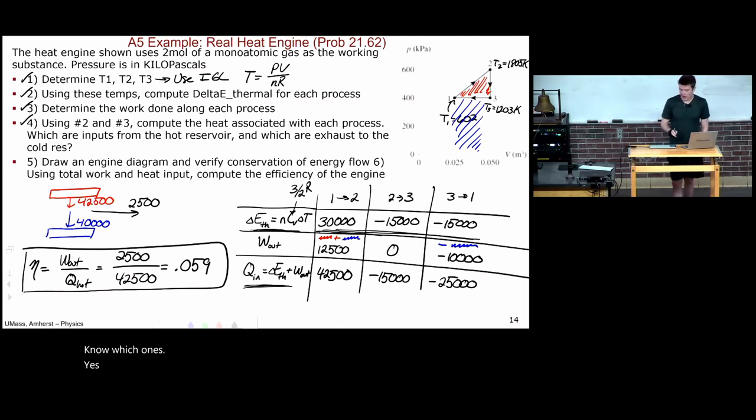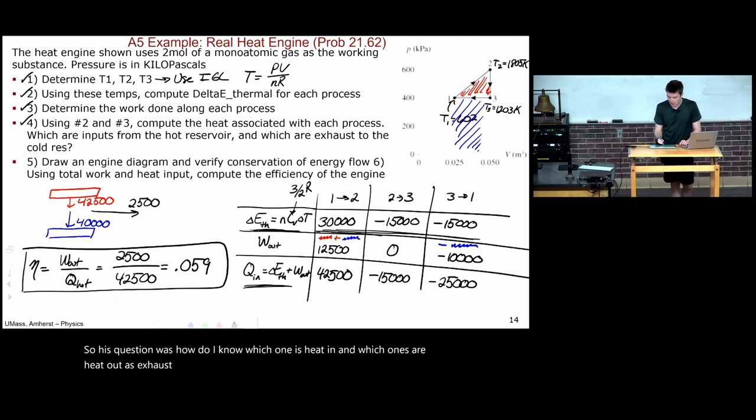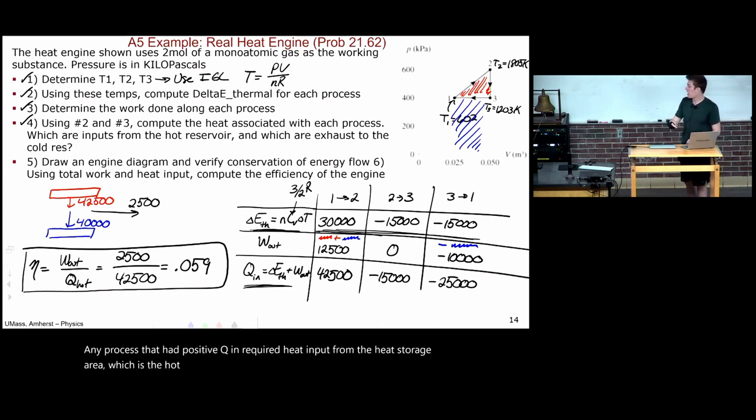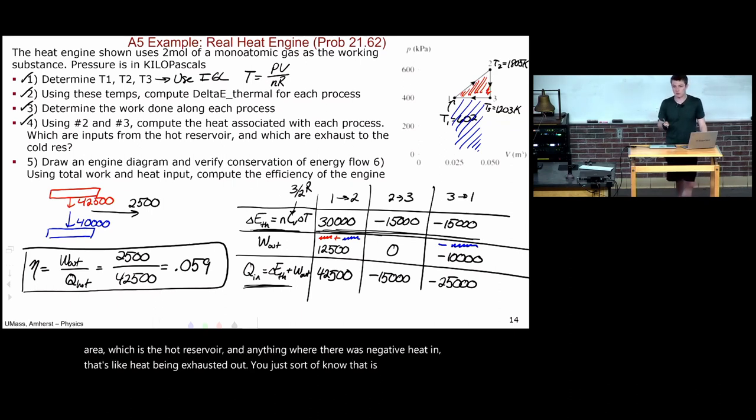Yeah, so his question was, how do I know which ones are heat in and which ones are heat out as exhaust? So I'm reading that off from the sign of the number in the very bottom. Any process that had positive Q in required heat input from the heat storage area, which is the hot reservoir. And anything where there was negative heat in, that's heat being exhausted out, you just know that that is going to the cold reservoir. So those with negative numbers are Q cold contributions, and those with positive numbers are Q hot contributions. Yes?